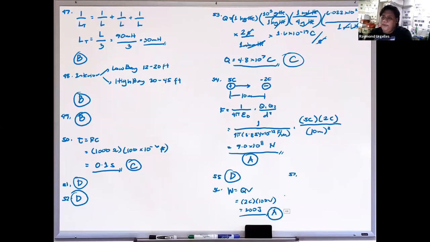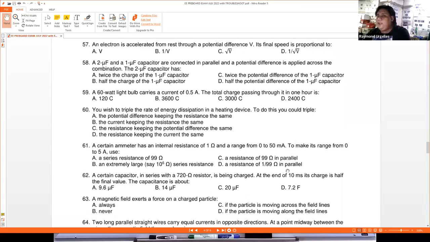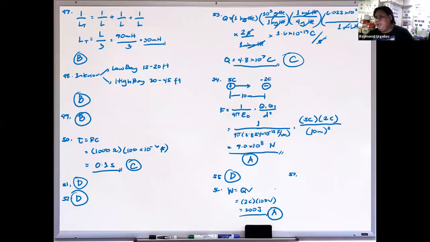Number 57. An electron is accelerated from rest through a potential difference. The final speed is proportional to blank. Since the electron is accelerated, ibig sabihin nag-increase yung kinetic energy nito, and the increase in kinetic energy should be dahil dun sa pagbabago ng electrical potential energy natin. Yung increase sa kinetic energy natin is dahil doon sa decrease ng electrical potential energy. So what's delta KE? That's 1/2 m V squared. Remember, it started from rest.